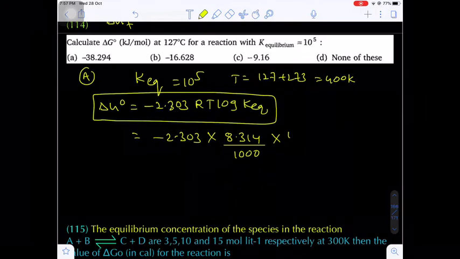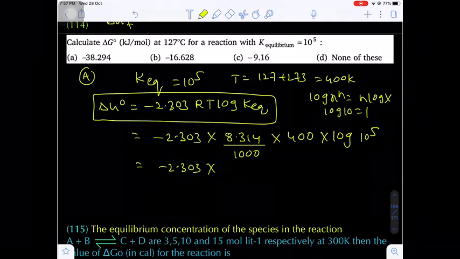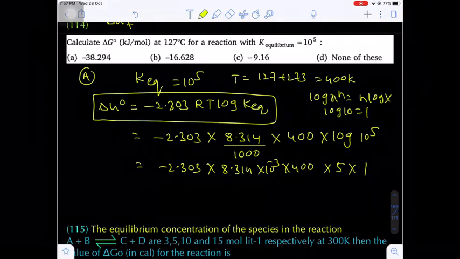The temperature will be 400, into logarithm of K equilibrium, which is given as 10 to the power 5. Log of x to the power n is equal to n log x, so log 10 to the power 5 is nothing but 5 into log 10. Log 10 value is 1. So I am writing minus 2.303 into 8.314 into 10 raised to minus 3 into 400 into 5 into log 10, where log 10 is 1.